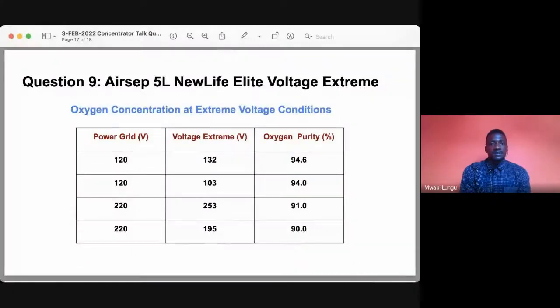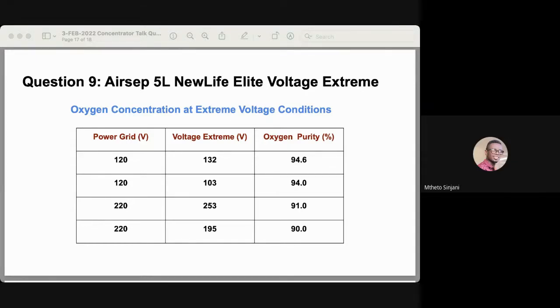All right, so moving on to our next question. I read from the manual, they said an oxygen concentrator is not supposed to be connected to the extension. They did not explain why. What could be the reason? I'll ask Mteto to take this one up, please.